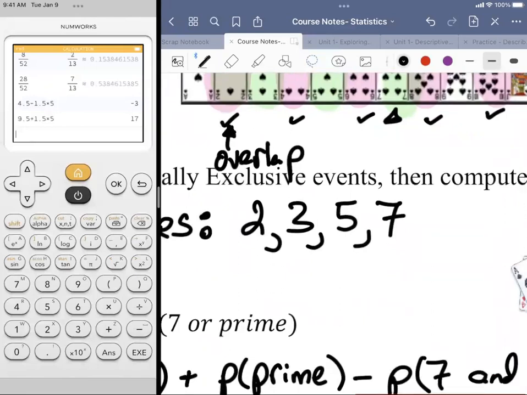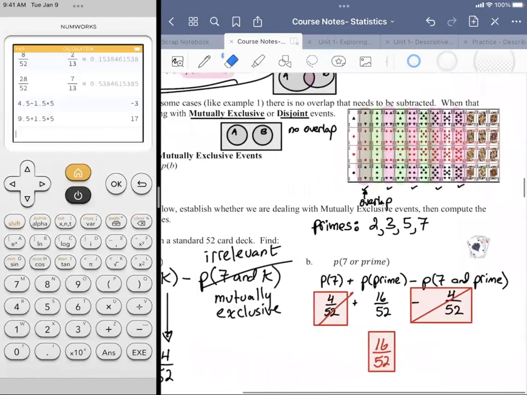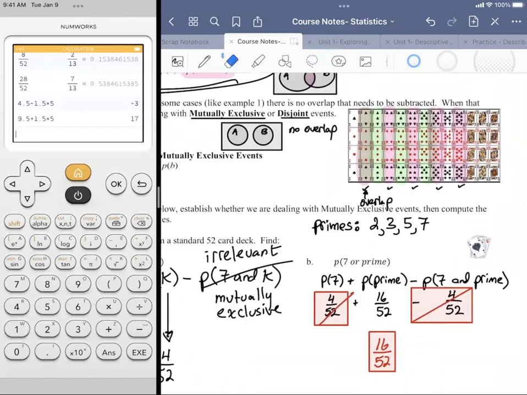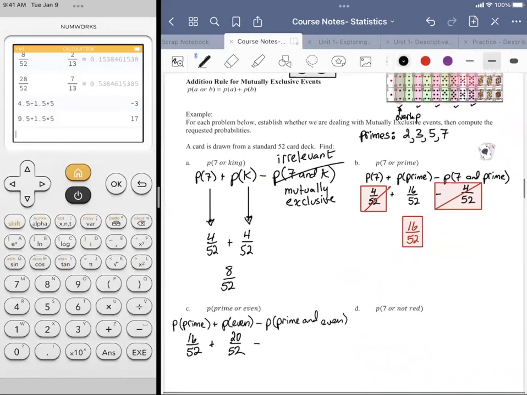And I'll just toss this one. All right, so there's only one number that is both prime and even, but that one number occurs 4 times. So I have to subtract off 4 out of 52. All right, so 36 minus 4 is 32 out of 52. So we have 32 instances where you could have a card that is either even or prime.